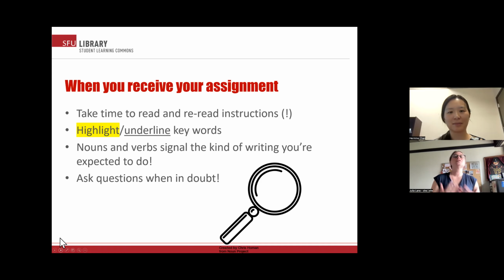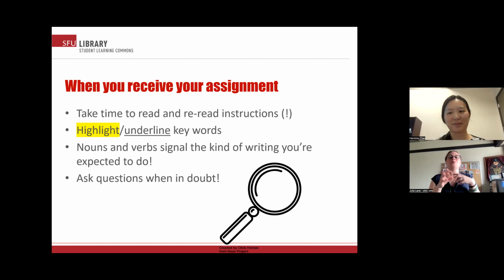And when that happens, you're going to miss things, aspects of the requirements for the assignment that your instructor put in there for you. So do read them, reread them, highlight and underline keywords, including things like the due date, and things like the nouns and the verbs that are being used. Nouns are the things that tell you what kind of thing your assignment needs to be.